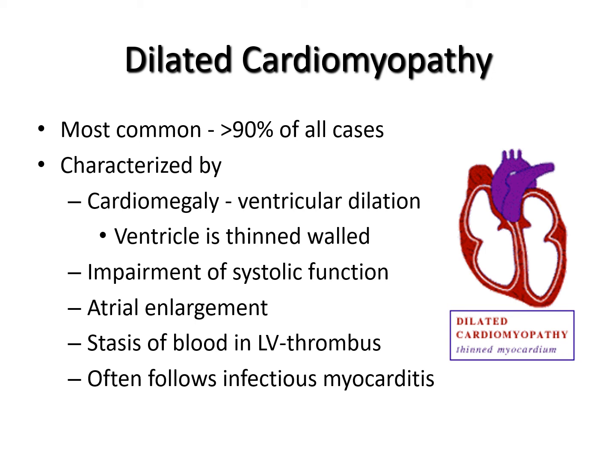This also can lead to the enlargement of the atria as well. As the blood doesn't flow in the correct direction, it backs up, causing enlargements in the atrial chambers. Again, there's that risk of stasis of blood and the formation of a thrombus. Dilated cardiomyopathies can also follow an infectious disease of the myocardium called myocarditis.